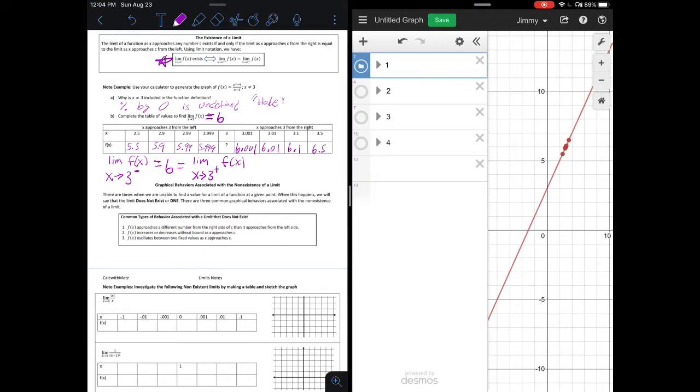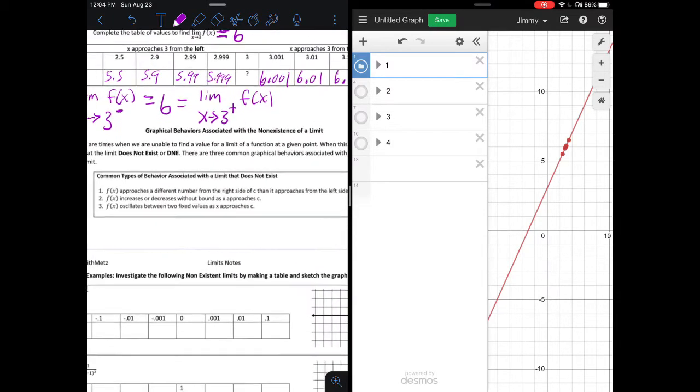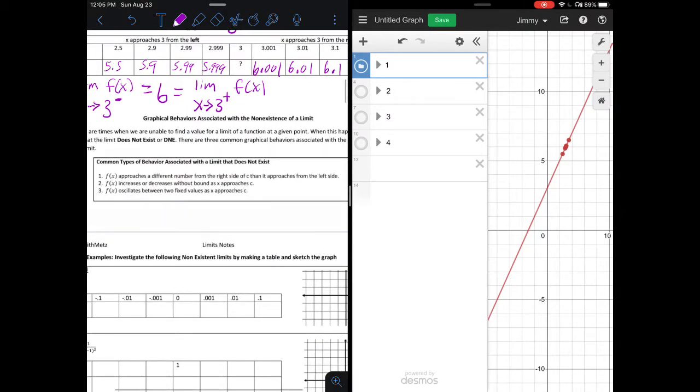Let's start looking at some behaviors that would indicate to us that a limit does not exist. And there are 3 common things that we would see.